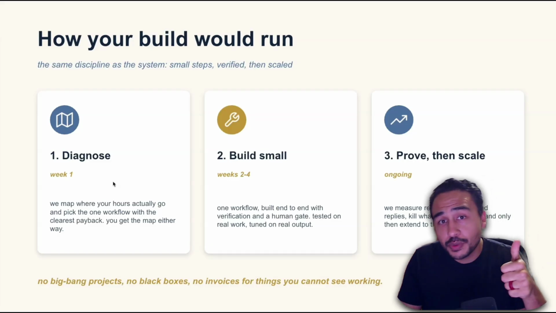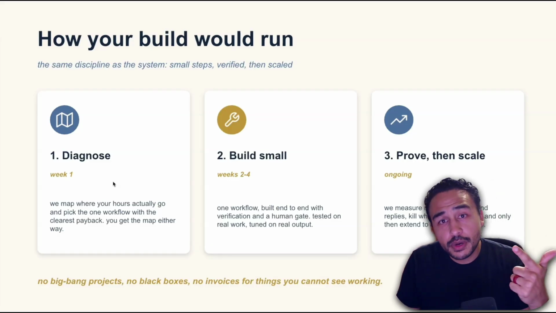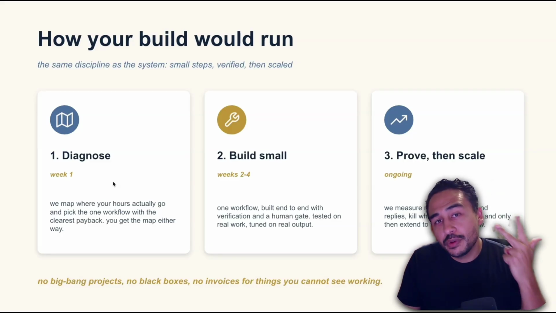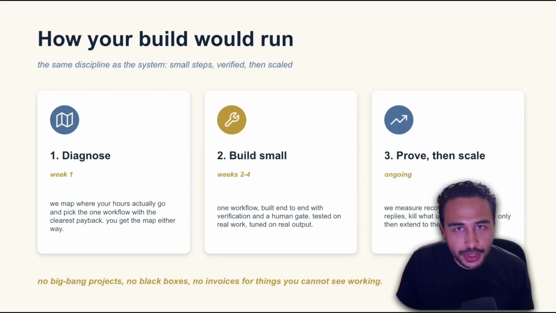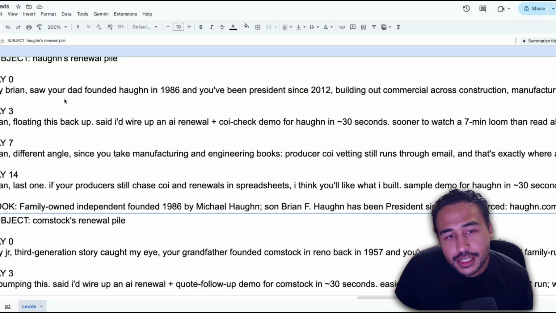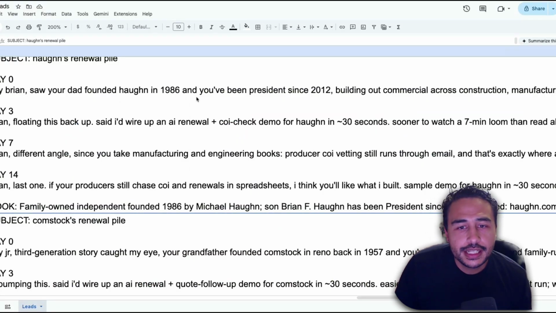We would diagnose what the issue is. We'd build something small, prove it out, and then scale it. Let me show you some of these real leads right here. Hey, Brian, saw your dad founded Han in 1986, and you've been president since 2012, building out commercial across construction, manufacturing, and so on and so forth.